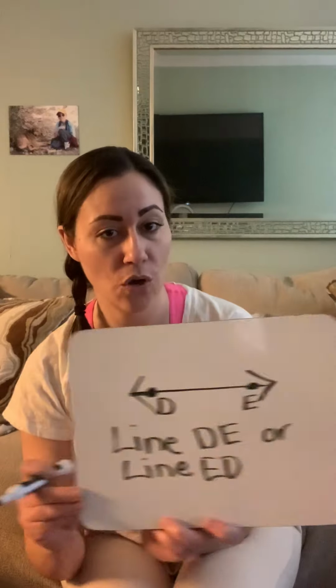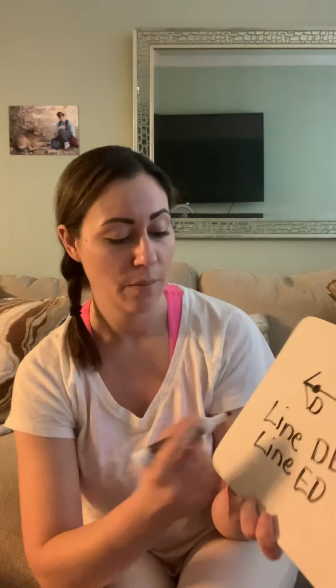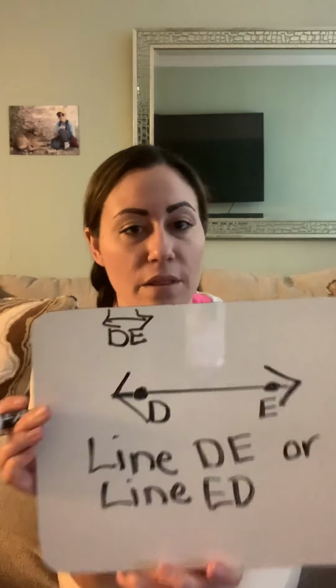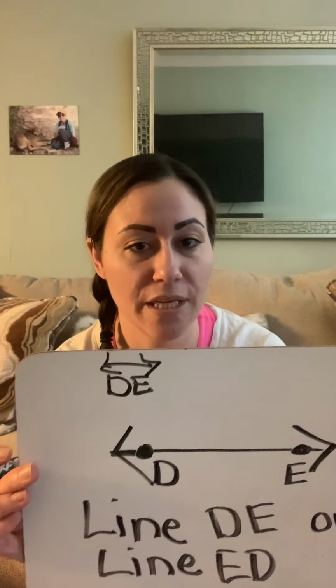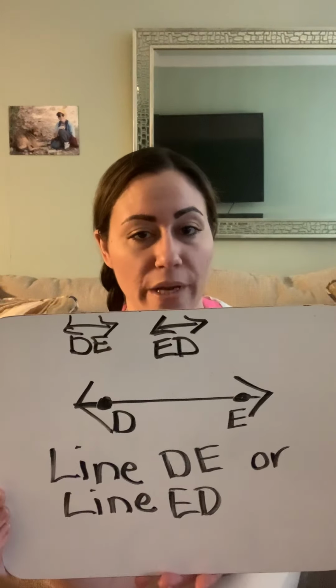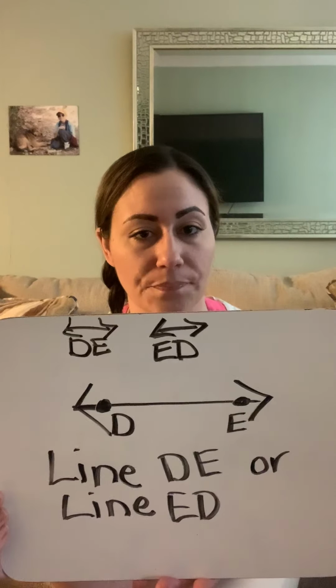Now, I could also show this line by writing the line symbol, a small one, and then the letters underneath. So I could do that for DE, and I can do the same exact thing for ED. Those are the 2 ways to write a line. Okay.